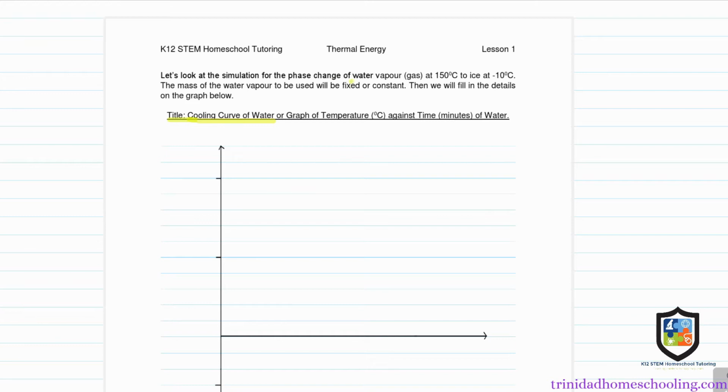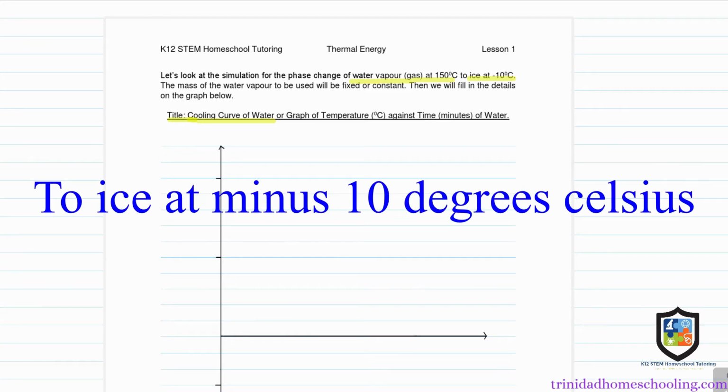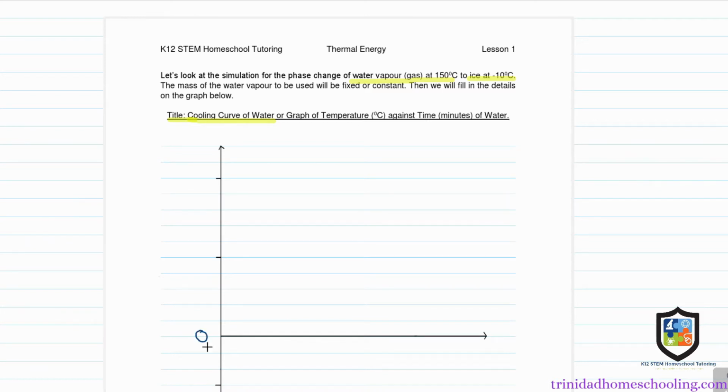So we're going to start at water vapor at 150 degrees and go to ice at minus 10 degrees Celsius. Because it's water, we again have our important points, our 0 degrees and our 100 degrees Celsius, and this here depends on what the question gives you. So here is 150 degrees and we're going to minus 10 degrees Celsius. We need our labels: temperature in degrees Celsius, in brackets, and time in minutes.